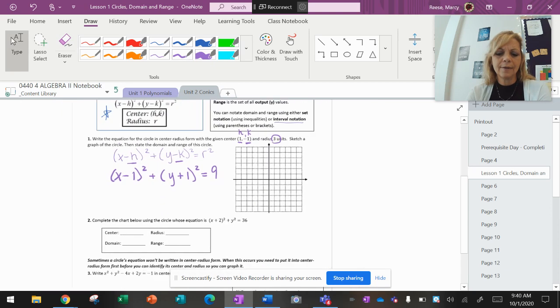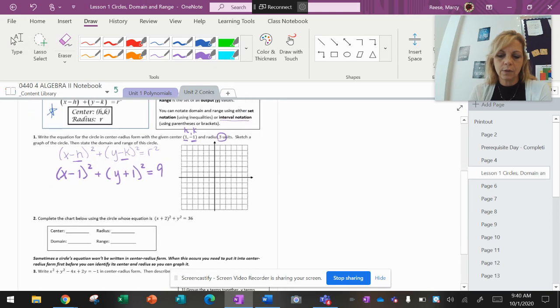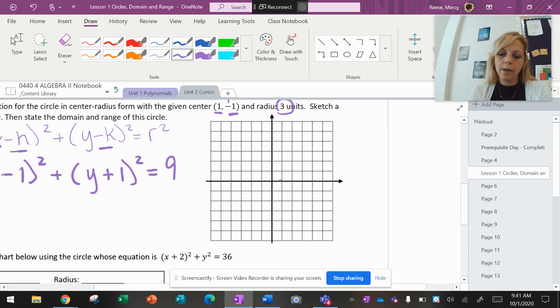Now I'm going to find the domain and range off of this. So think about how we're plotting this. We start at 1, -1, and we put the center. The radius is from the center, correct? So if I'm going to plot 4 points when I go to plot it, I'm going to go 4 to the left, 4 to the right, 4 up and 4 down.